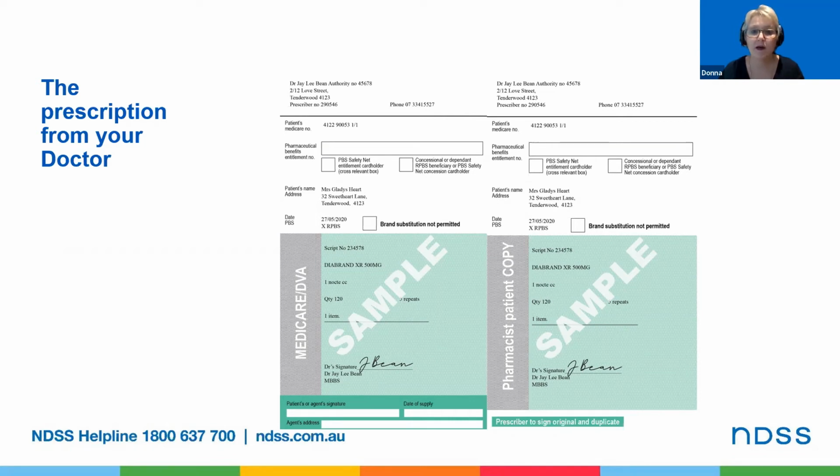The second part of the prescription is labelled Pharmacist Patient Copy, and this section continues with the prescription after the first dispensing. It allows the pharmacist to verify the correct medication is being given to you during the life of the repeats. This copy of the prescription can never be used on its own to supply your medicine.